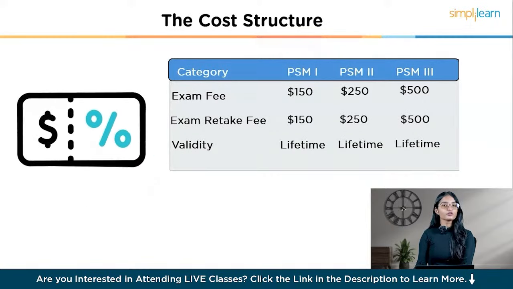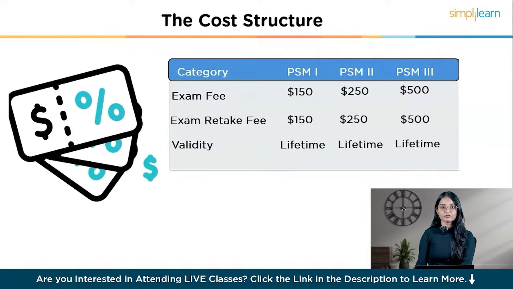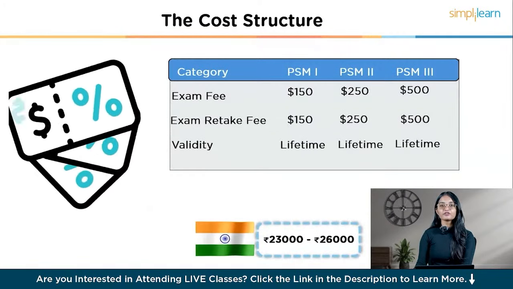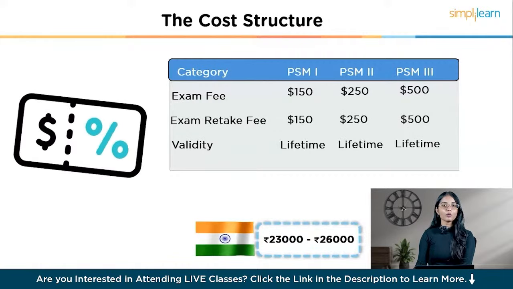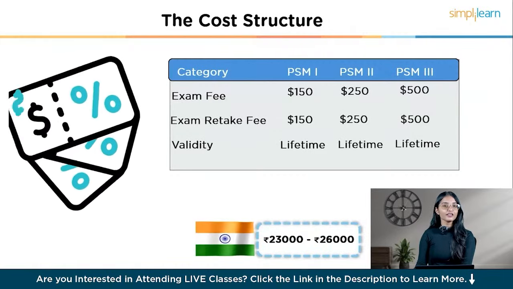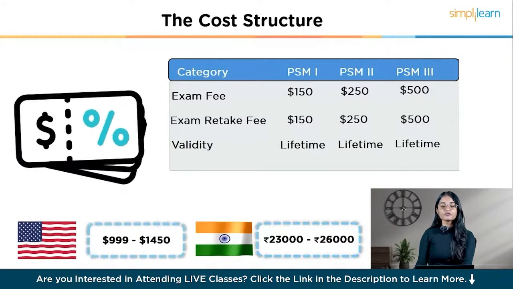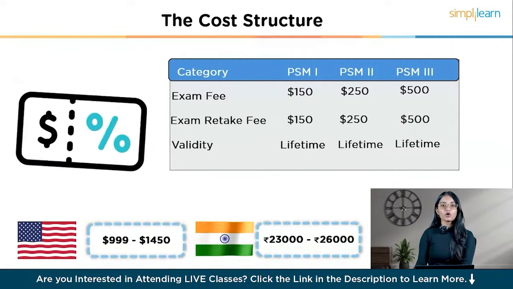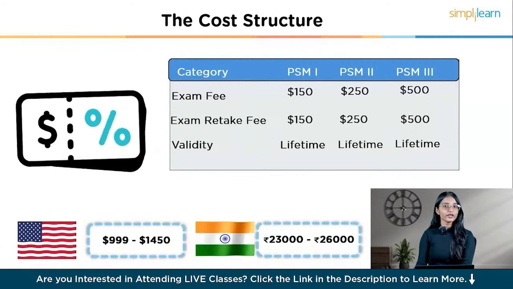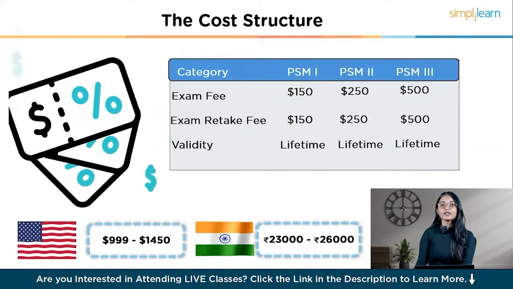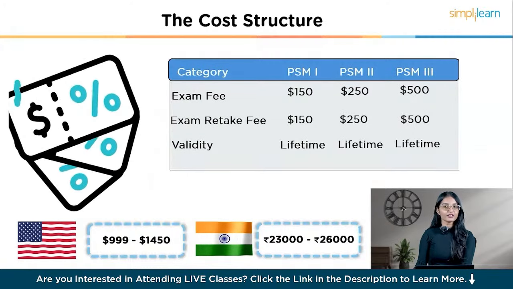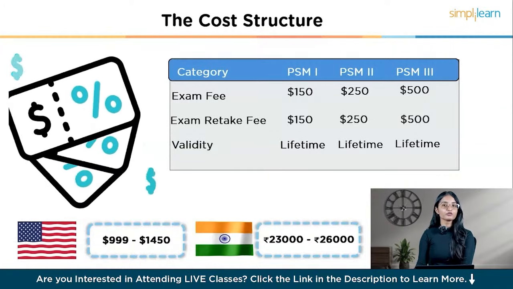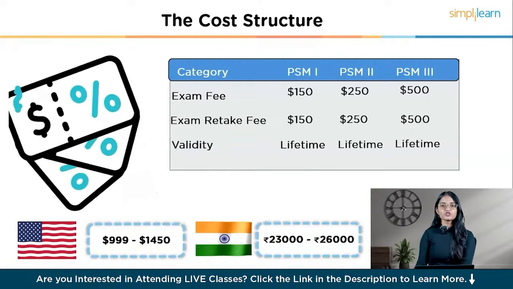It's important to note that the price of the PSM-1 certification varies by nation. In India, it ranges from $23,500 to $26,000, while in the USA, it costs between $999 to $1,450. While the investment may seem substantial, the knowledge, skills, and recognition you'll gain from the PSM certification can be invaluable for your career growth and professional development. Additionally, the potential for higher salaries and improved job prospects often outweighs the initial cost.